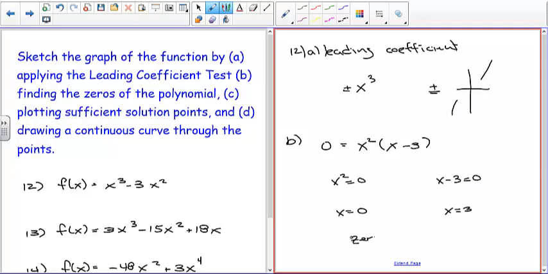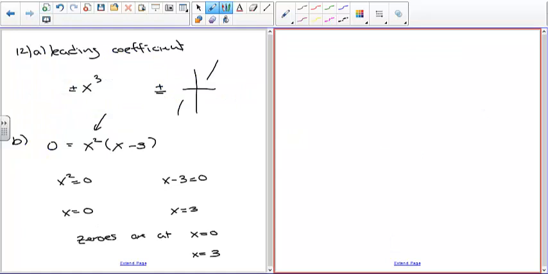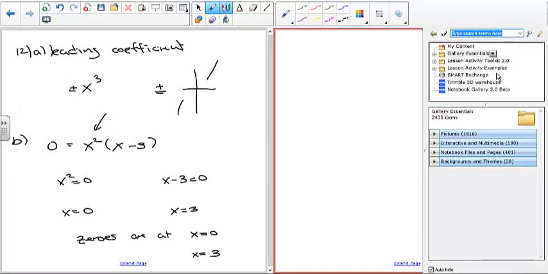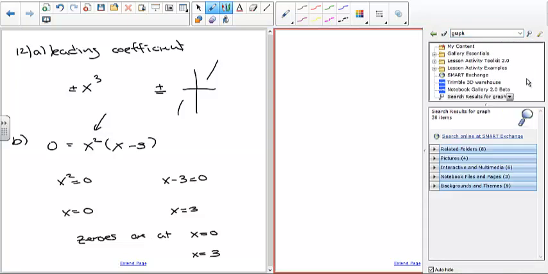So my zeros are at x equals 0 and x equals 3. Now I have a multiplicity of two at x equals 0. We'll see how that affects things in a second. So before we decide to plot some extra points, let's see what we can say about the behavior of this function.